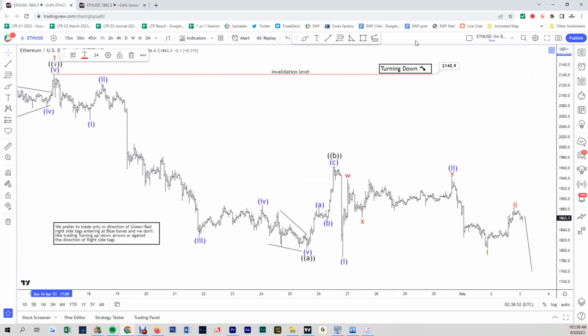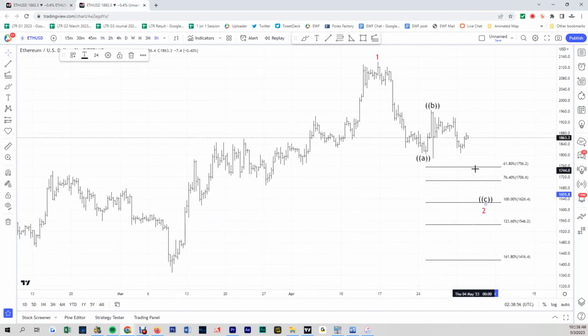We are calling for the downside below 2140, and again, I think the next target here that we need to look at is 1706, 1756, and then from here we might get a bounce first.